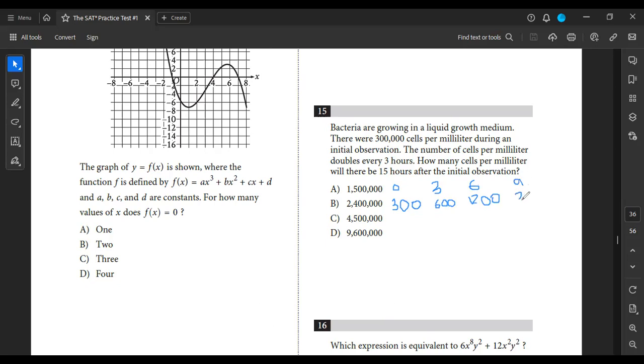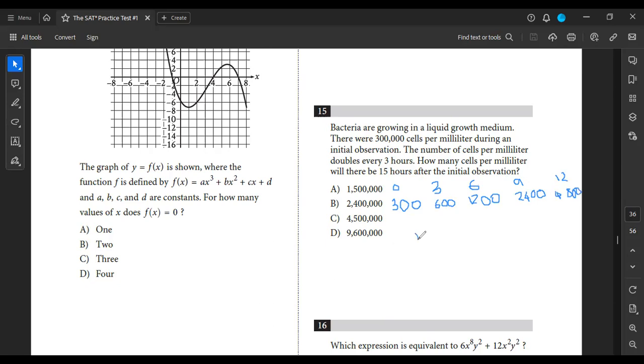The answer is actually D. So yeah, I think the answer will be D. So we have 2,400 right here, and after 12 we have 4,800. Of course, that's 4,800,000, but you get what I'm saying. I'm just removing some numbers.